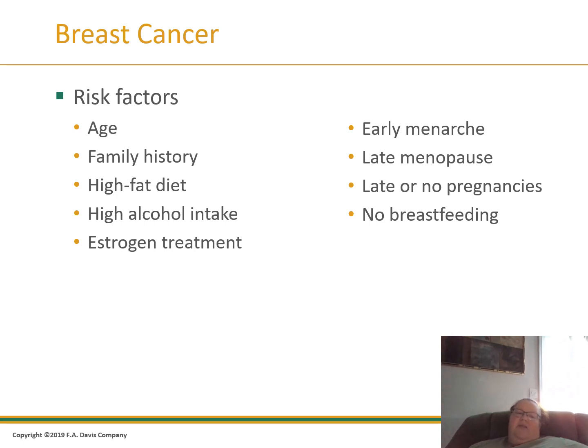Breast cancer, the risk factors are age, family history, a high fat diet, high alcohol intake, estrogen treatment, early menarche, late menopause, late or no pregnancies, and no breastfeeding. So breastfeeding actually deters breast cancer. I would say the two highest risk factors, though, that are mostly addressed are age and family history. So if you have a close family history of breast cancer, you should be getting mammograms at like 30 or 35, I believe it is.